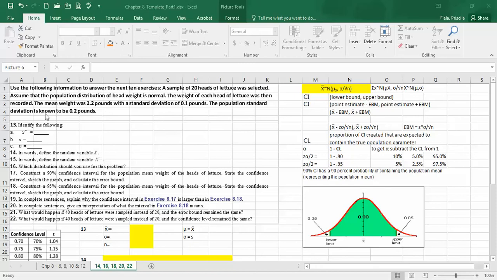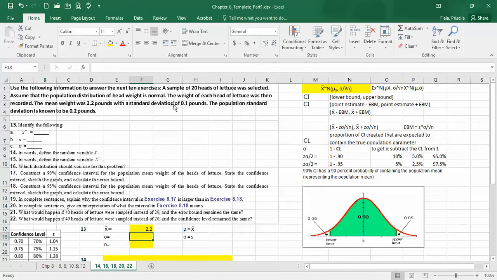Well, from here I can see lots of questions answered, so let's go straight to the point. First of all, identify the following. Where's my average? Where's my mean? Let's see if we can find a specific word. The mean weight. So we are working with pounds. The mean weight was 2.2. So my average, my mean, is going to be 2.2.